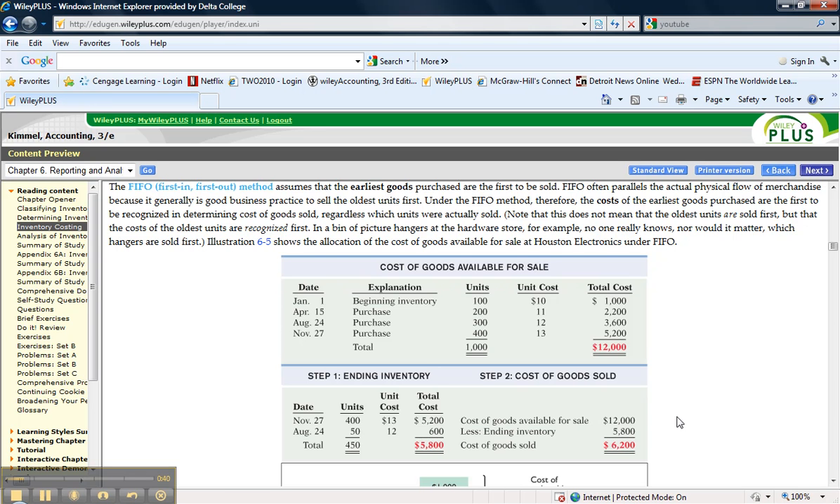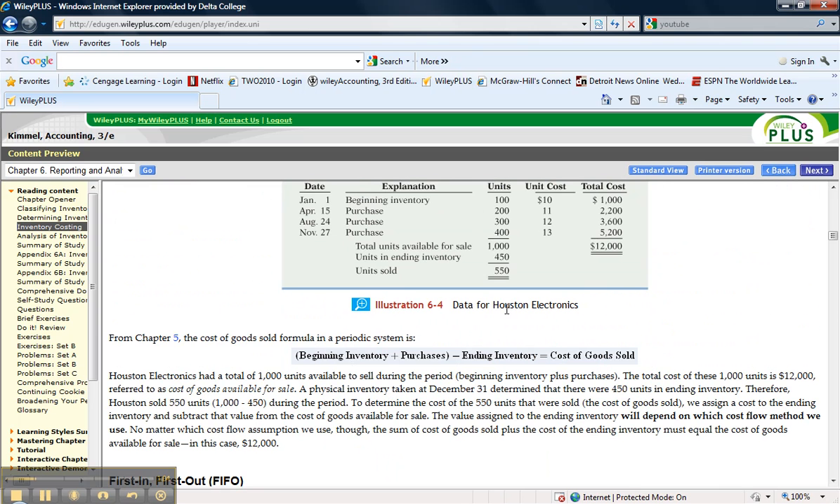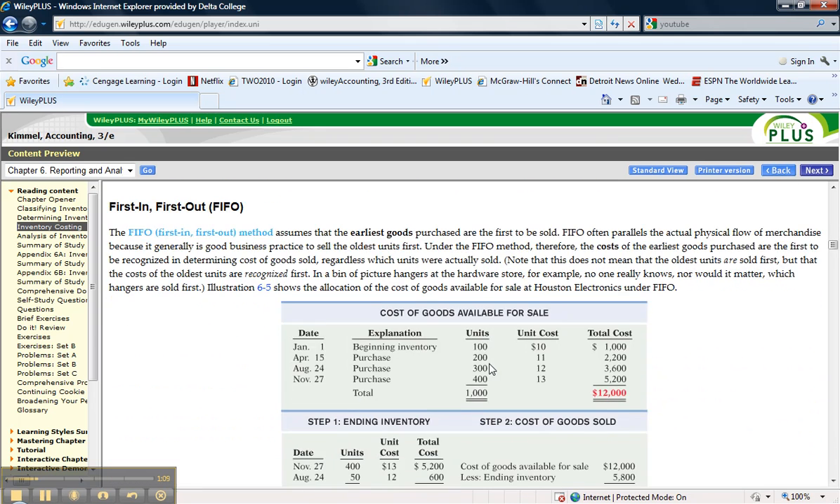First in, first out means the earliest goods are in cost of goods sold and the later costs are in ending inventory. So to find ending inventory, they've got the step one here. You could find either one first, it doesn't really matter. But to find ending inventory, they have you realize that 450 units were still on hand because of the ending inventory count, remember from up here.